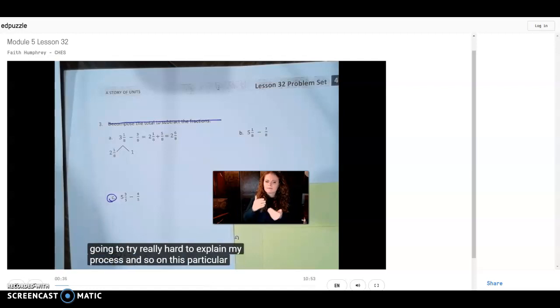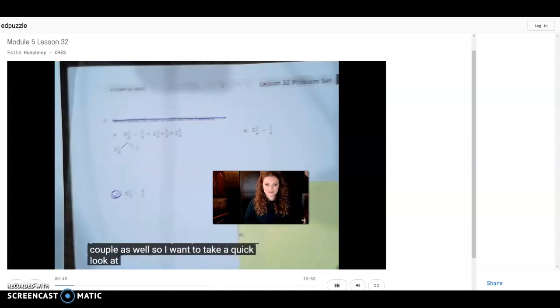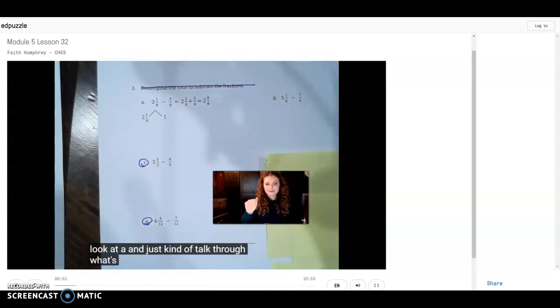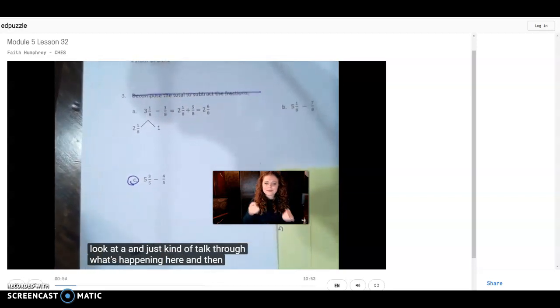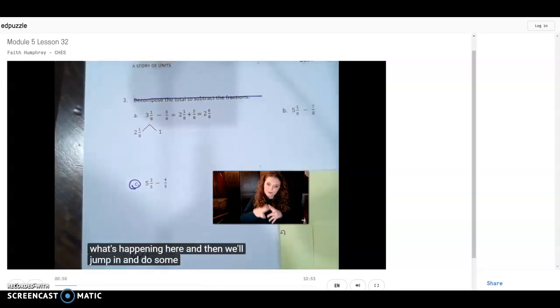And so on this particular problem set, I am going to work the 3 examples now with you, and then I'll give you some time to try on your own with a couple as well. So I want to take a quick look at A and just talk through what's happening here, and then we'll jump in and do some work on C.